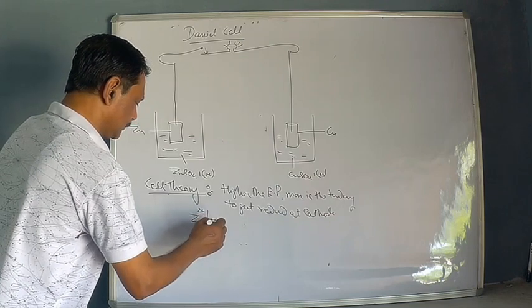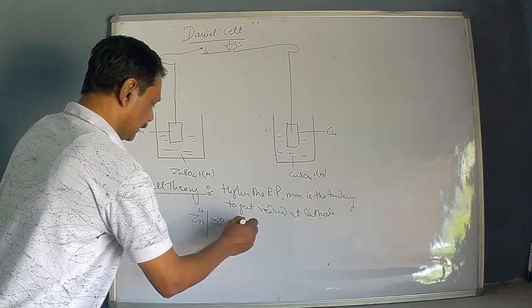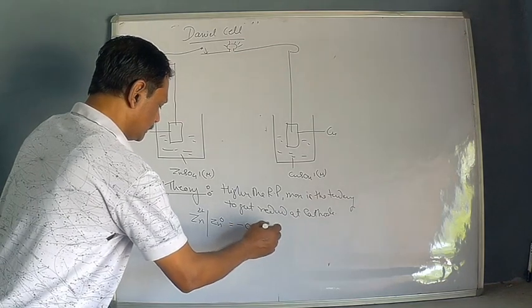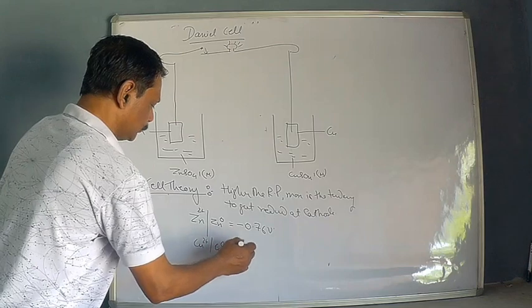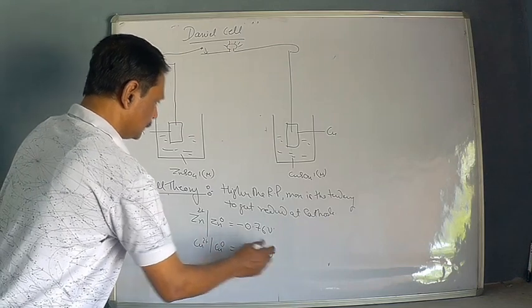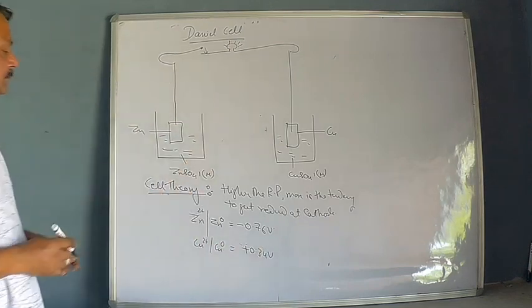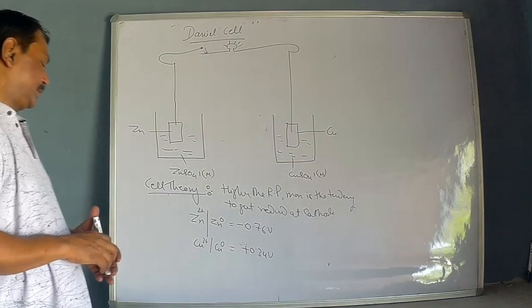Zn2+ giving me Zn0. The value is minus 0.76 volt. Cu2+ going to Cu0. The value is 0.34 volt. These are the two electrodes which we have taken, and their reduction potential values.